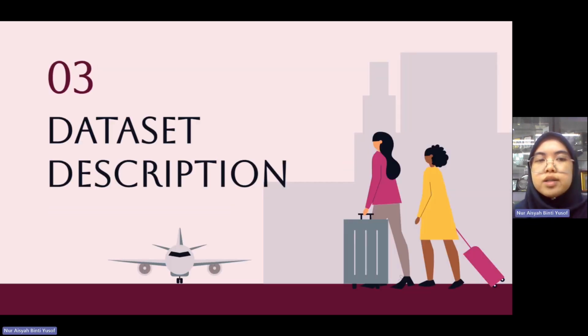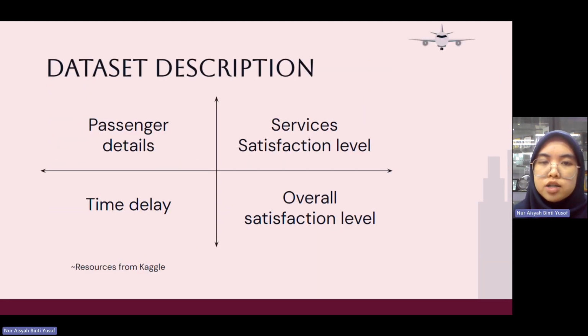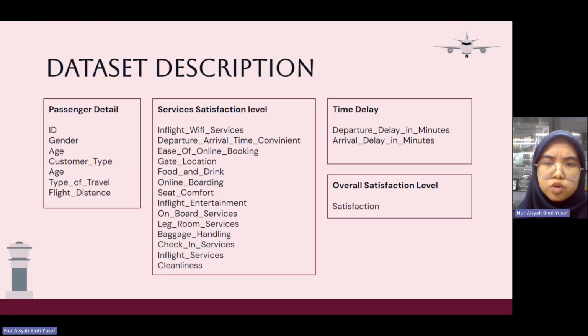So for our dataset description, we categorize it into four: passenger detail, service satisfaction level, time delay, and overall satisfaction level. So these are our attributes, which contain 25 attributes with 151,072 rows.